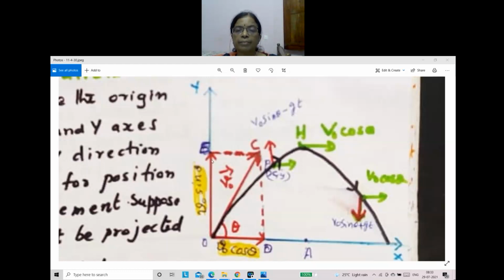I'll ask Parthiv, what is the vertical component of velocity at the topmost point? Sriram, what is the vertical component of velocity at the topmost point? It will be 0. Very good. What is the horizontal component of velocity at the topmost point? V0 cos theta. Okay, very good. So that is the important factor that you should know.